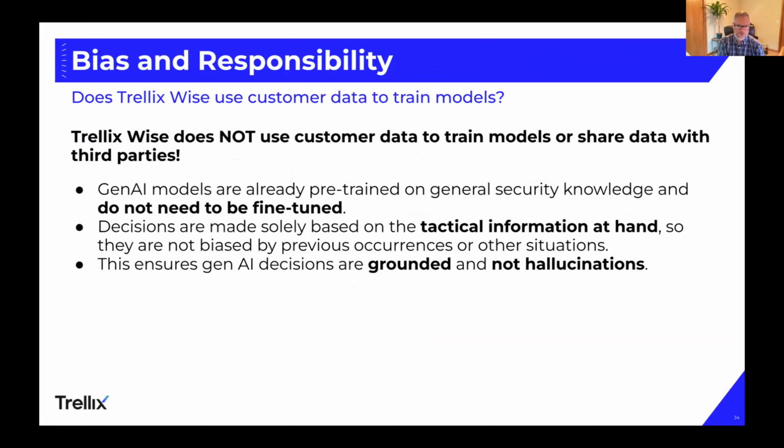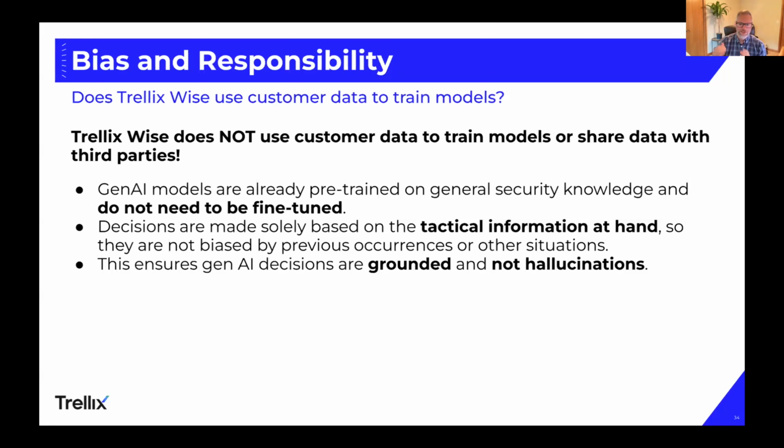And what we have is a situation where it's making decisions solely based on the tactical information at hand. So these are grounded decisions. They won't hallucinate because they're only operating on exactly what just happened in the story that we can tell them through that entire data. We don't say, hey, usually it's bad if this happens. What do you think? Is this bad? And they'll say, well, you said usually, so sure, it's bad. No, that's not an objective opinion on the data.